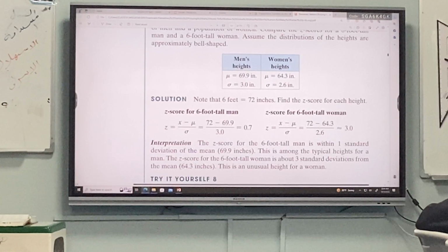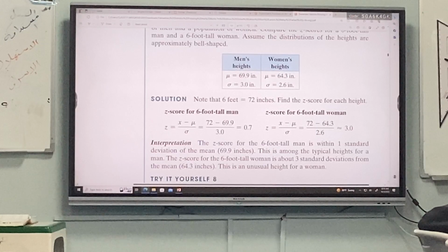Do you want to interpret it or read the interpretation? Read the interpretation and then explain. The z-score for the 6-foot tall man is within one standard deviation of the mean of 70 inches or so. This is among the typical height for a man. The z-score for the 6-foot tall woman is about 3 standard deviations from the mean, 64.3. It is an unusual height for women.